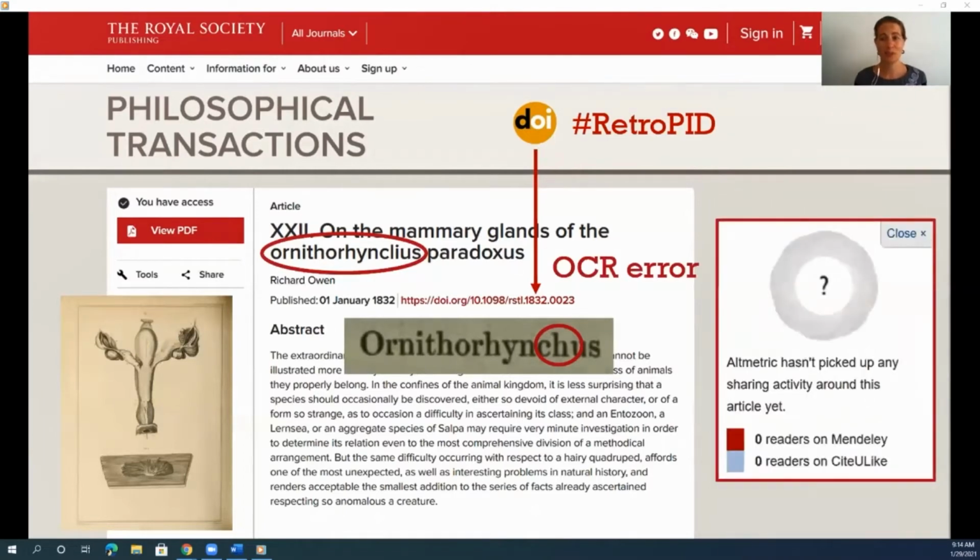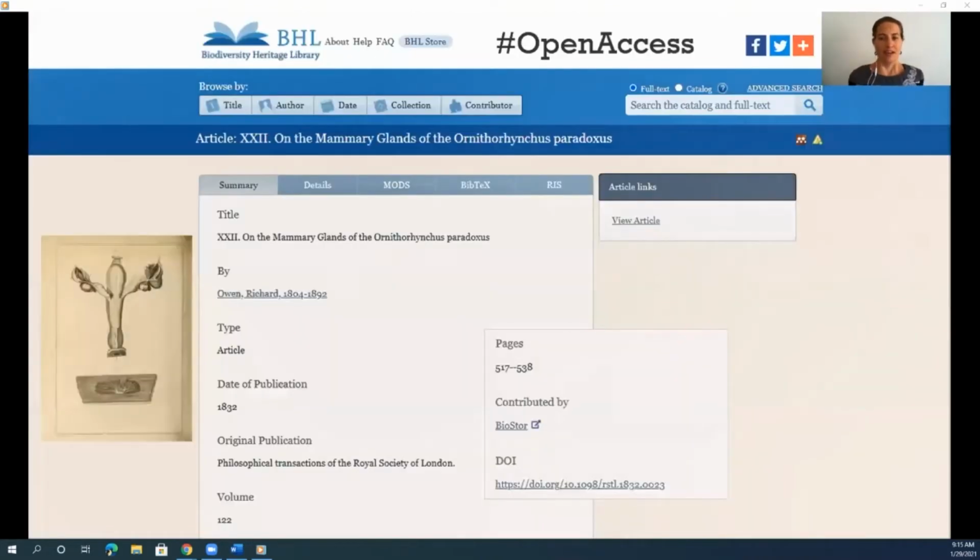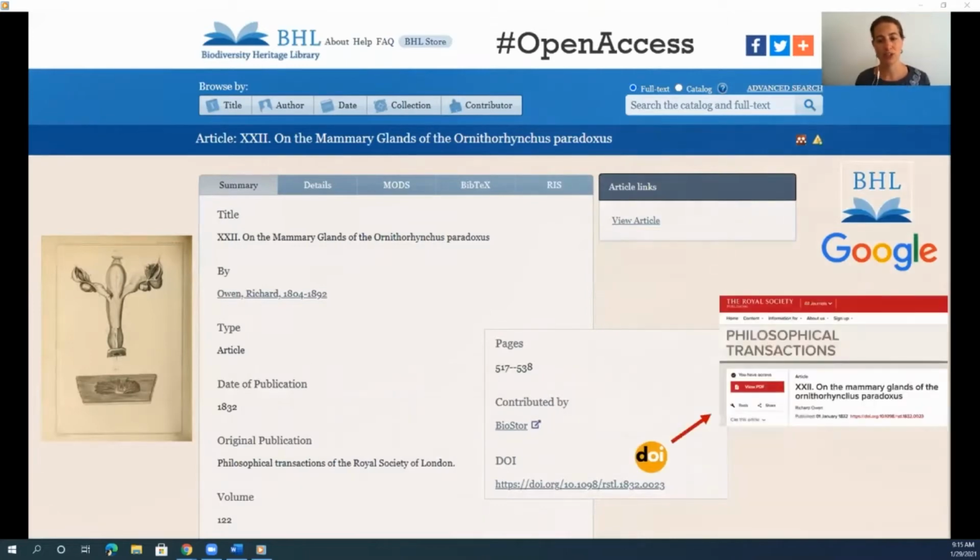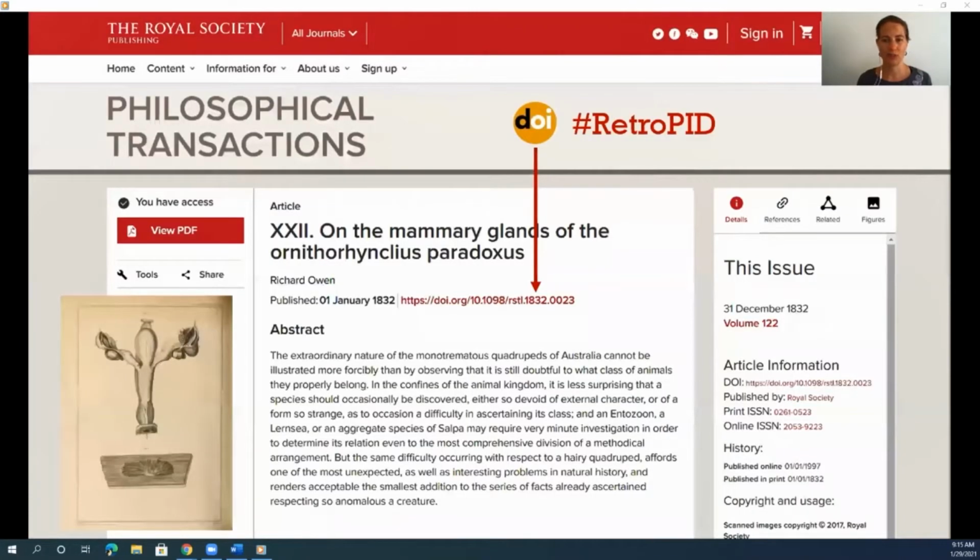Again, there's the altmetric wheel for this hugely significant article. It's blank. We've now added the article level data for the article to BHL with the correct spelling for Ornithorhynchus. And this means that readers searching for this article will be able to find it both within BHL and via external search engines. And because this article had a DOI already, we've included that DOI in our article metadata, which links our version to the definitive version of that article on the publisher's website.